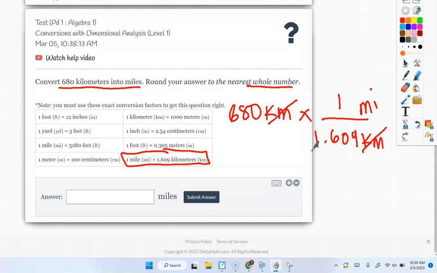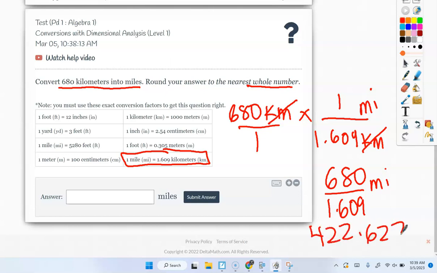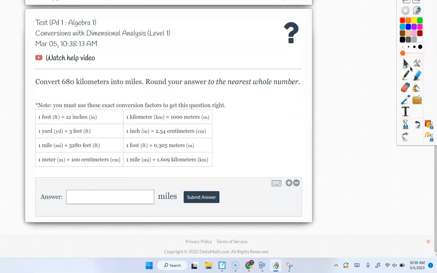So 680 times 1, and then 1 times 1.609. That gives me this fraction here, and that means I have to divide. So on my calculator, I divide 680 divided by 1.609. I get a really long decimal. And I'm going to round to the nearest whole number, which is 423. This time I'm going to get it right.